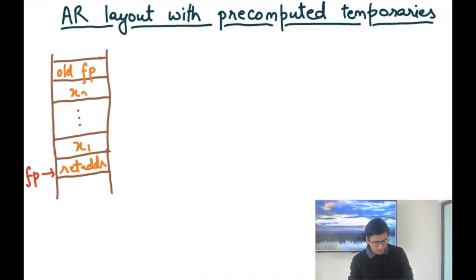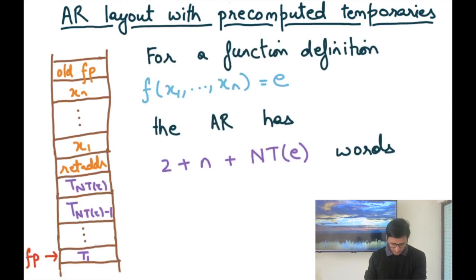Alright, so this was the original AR layout that we had said. This is the activation record. This is old FP, the arguments laid out in reverse order, and the return address, and this is where the frame pointer register would point during the activation. Now in the new layout with temporary pre-allocation, I'm going to allocate that many temporaries just below the original AR shown in purple. So let's say temporary 1, temporary 2, and so on. Once again, I'm laying them out in reverse order.